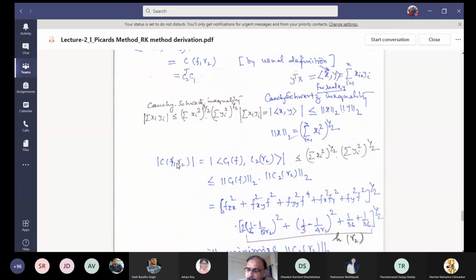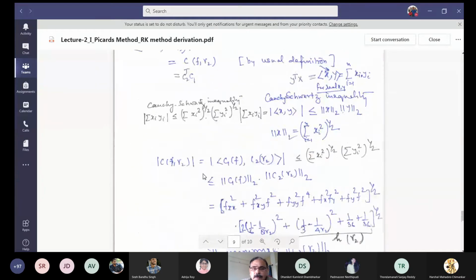Yes, sir. So this is what? fx square plus the second term is fxy square f square. The third term is fyy square. It was f square, so that will become f to power 4 plus fx square fy square plus fy square f square, whole to power half. This will be in one bracket as it is written here.